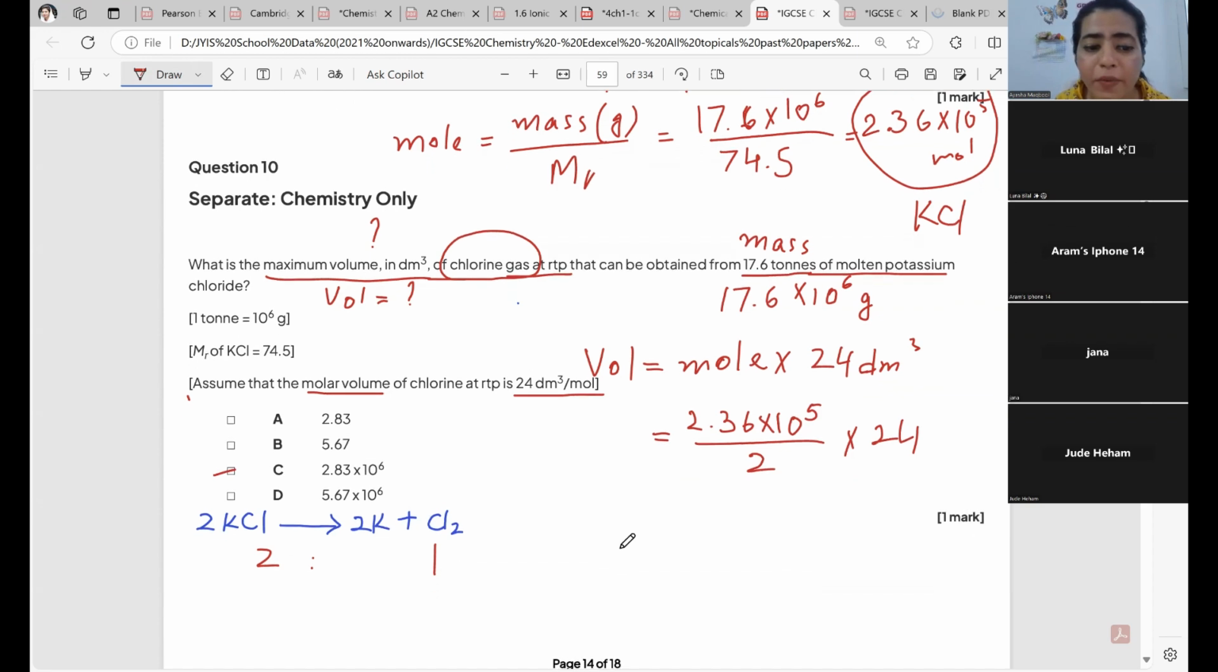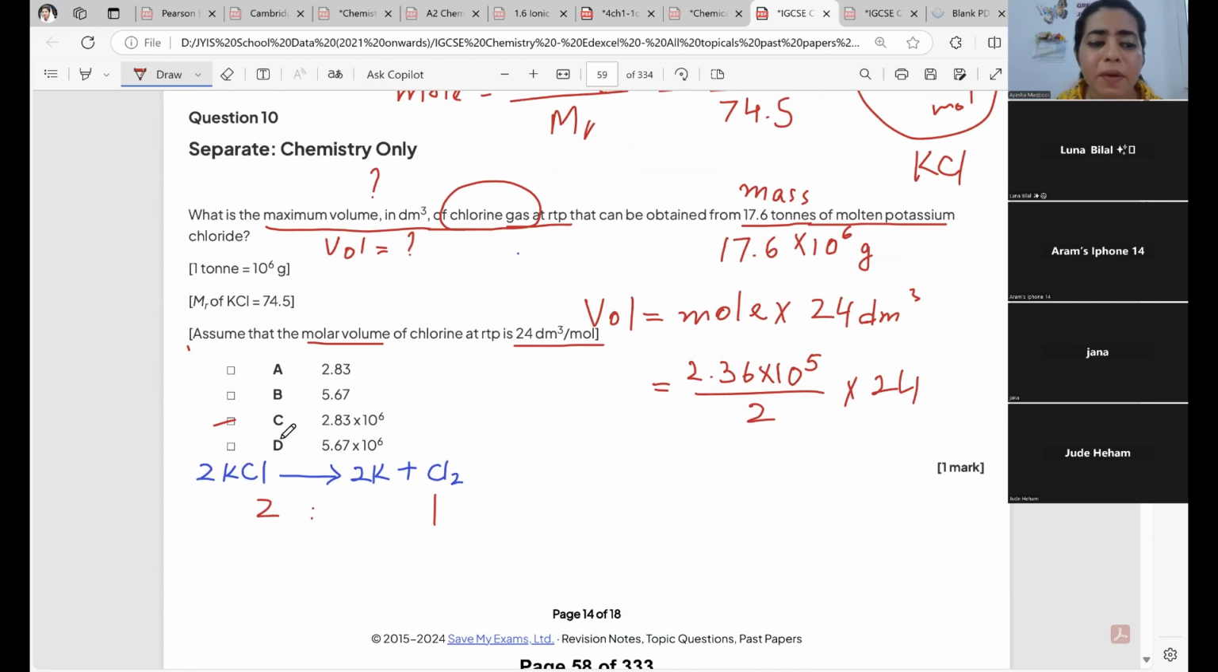Okay, why we are dividing by 2, I will explain again. See, this is 2 times KCl, 1 time chlorine. If we want to go from chlorine to KCl, then it will be multiply by 2. If we want to go back to the chlorine, then it will be divided by 2.